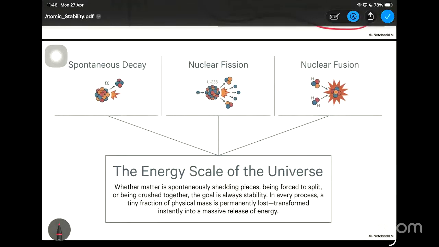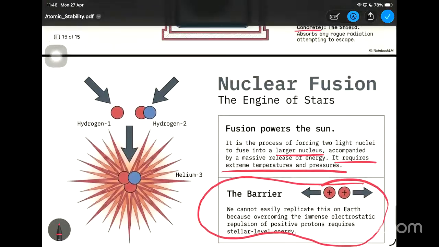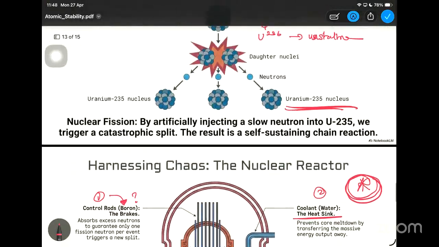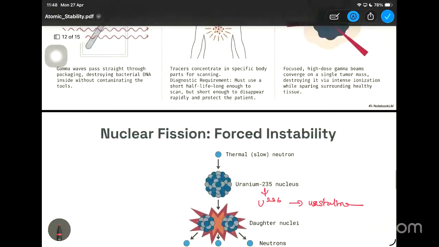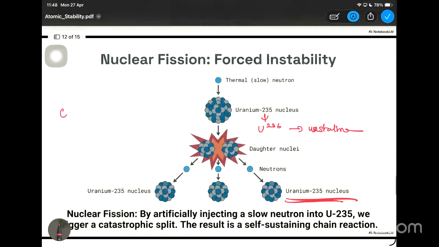Spontaneous decay means the radioactive things, spontaneous meaning in an uncontrolled manner. So either there can be beta radiation or likewise, and nuclear fission and nuclear fusion. The most important part here is the nuclear reactor, and you also need to know what is meant by a chain reaction. So this is a good example.